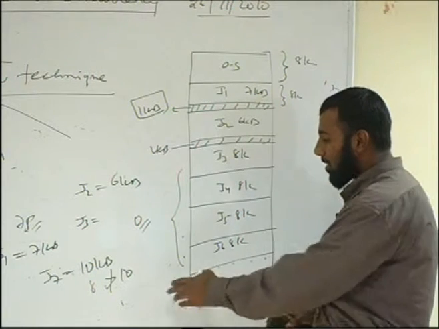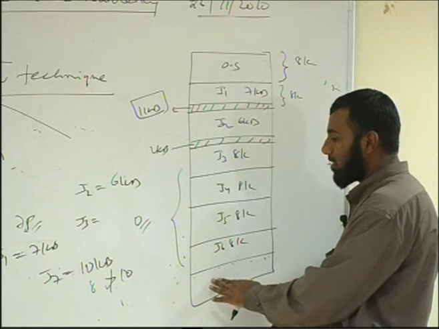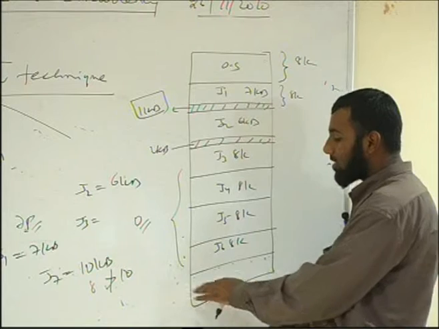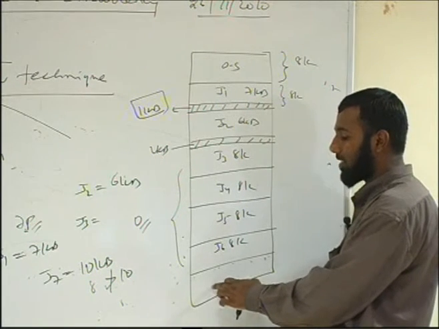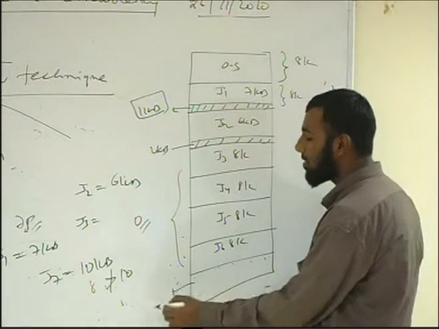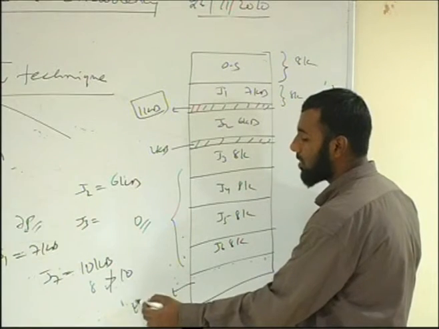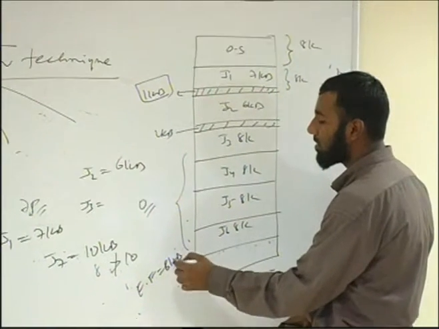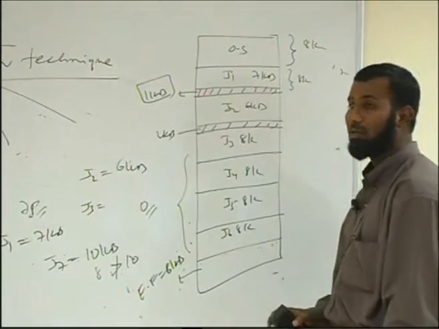Because the size of the partition is fixed, it cannot be loaded. In this case, the external fragmentation is 8 kilobytes. If this job comes, then external fragmentation is 8 kilobytes because this process cannot be allowed to execute.